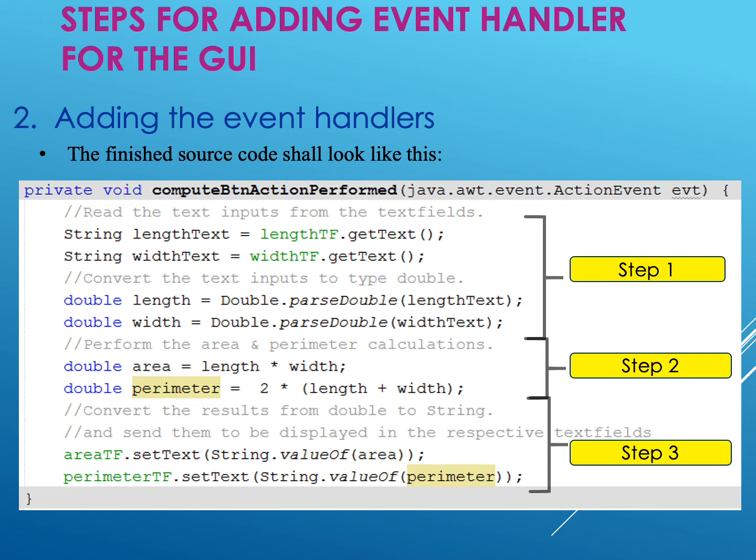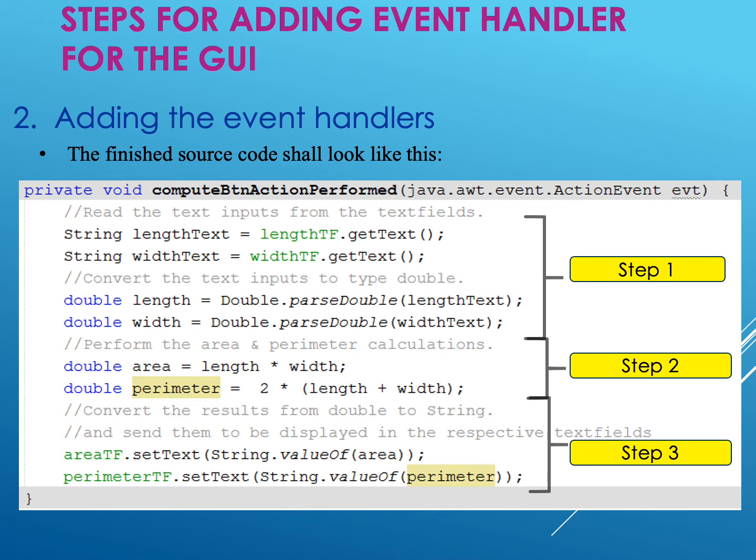Now that we have changed from string to double, we can perform the calculation. So we can calculate the area by writing double area equal to length times width, and double parameter equal to 2 times (length plus width).